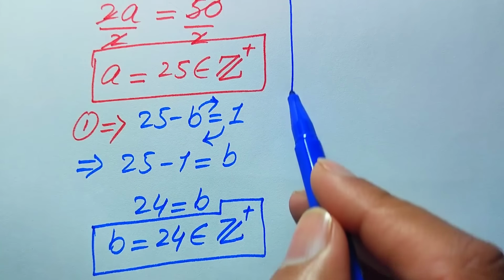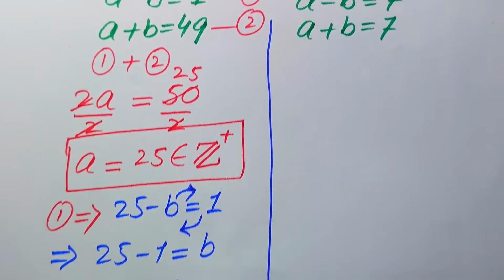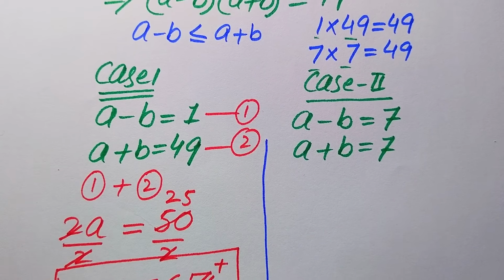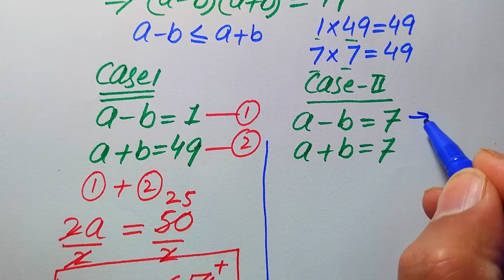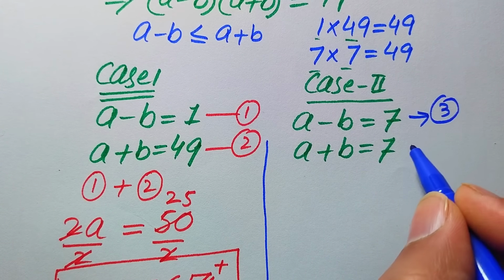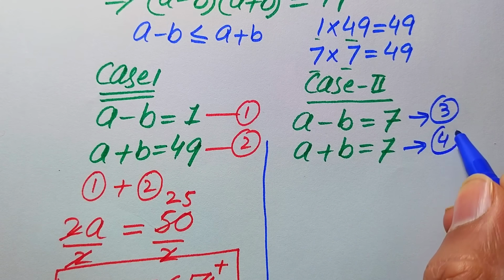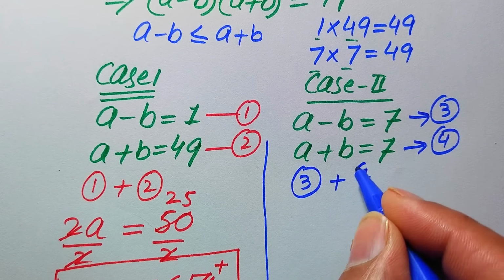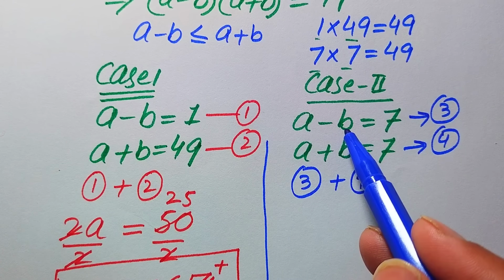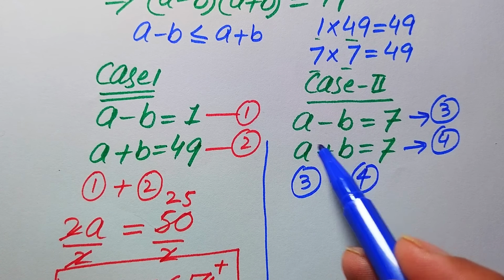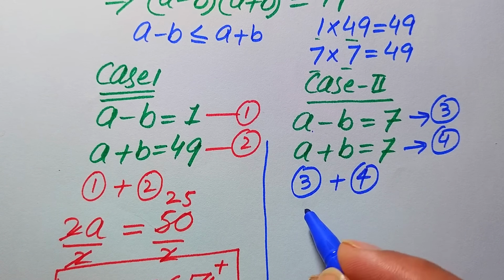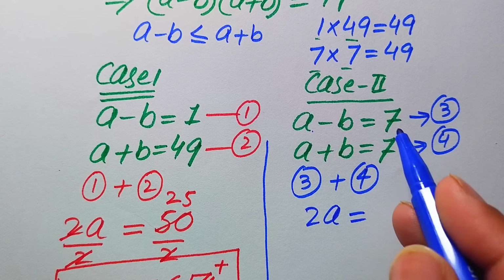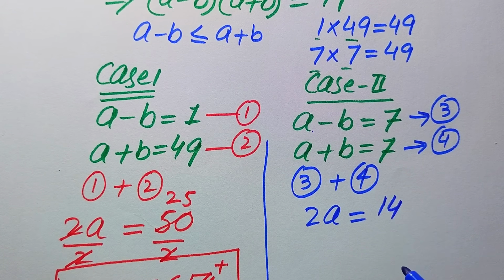And now in the same pattern we need to focus on the second case. So this is our second case, and in the second case we call this equation number 3 and this equation number 4. And now first we add equation number 3 and equation number 4, and we obtain this: minus b and plus b are cancelled out by each other, and we get a plus a becomes 2a equals 7 plus 7 becomes 14.